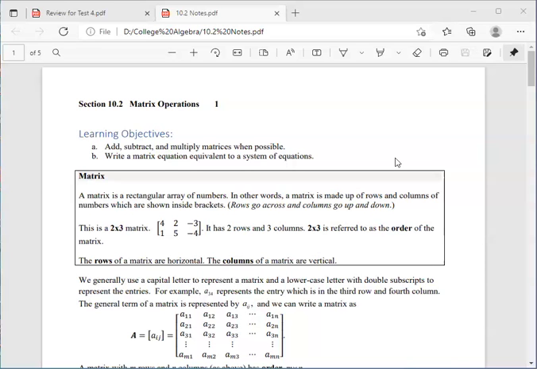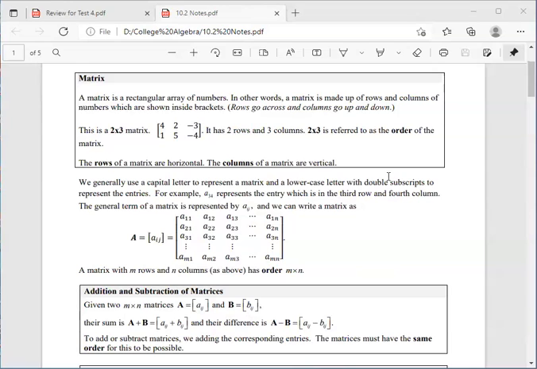Get out of the way so you don't have to mess with it. So 10.2, we're going to add and subtract, multiply matrices when possible, and write a matrix equation equivalent to a system of equations.